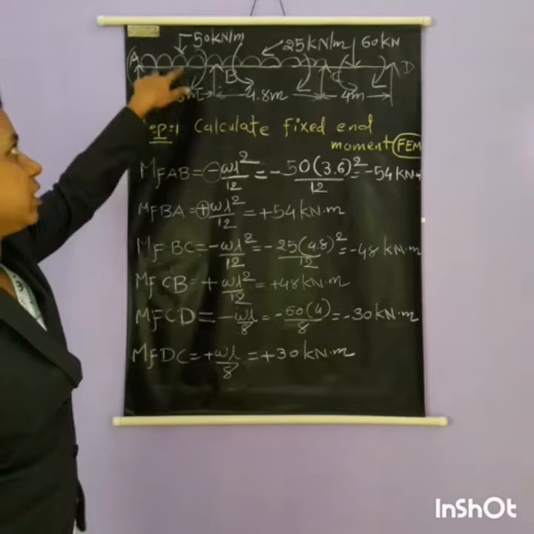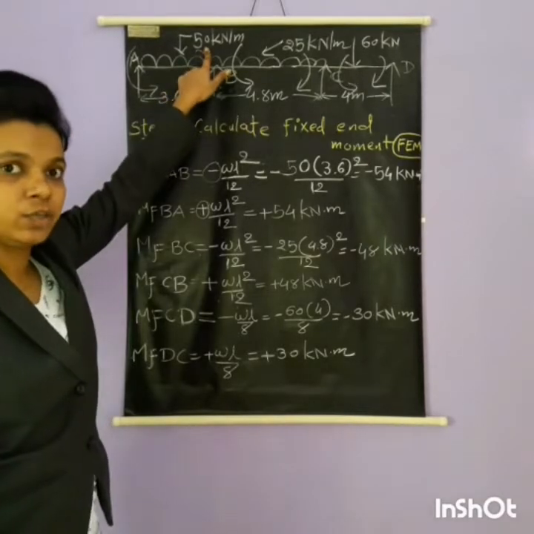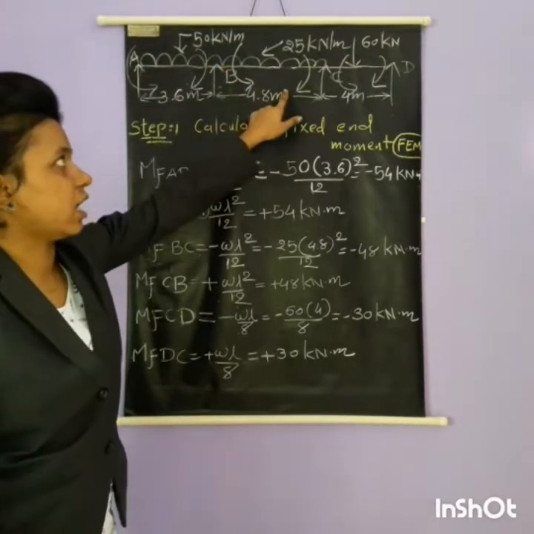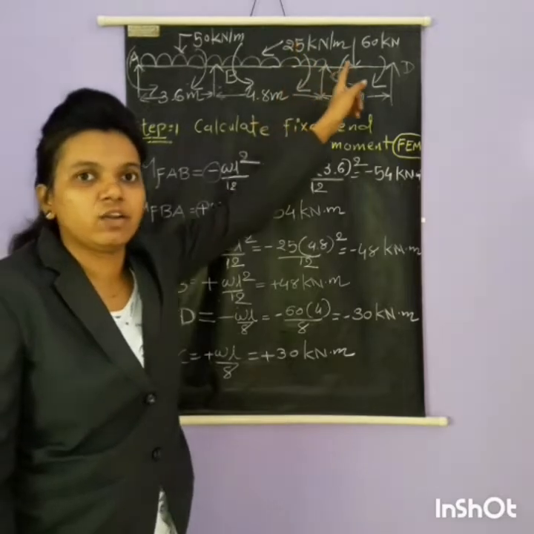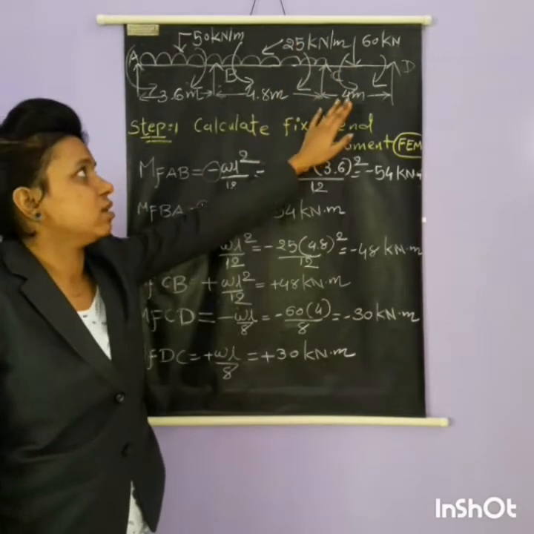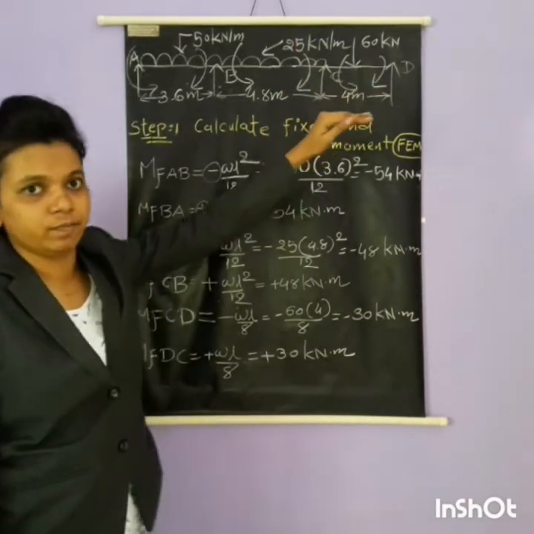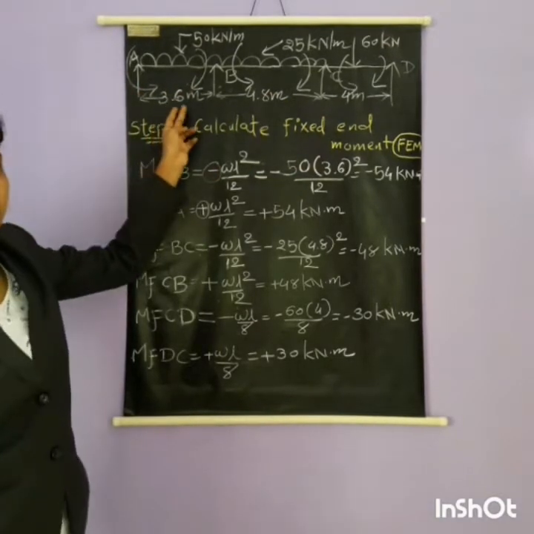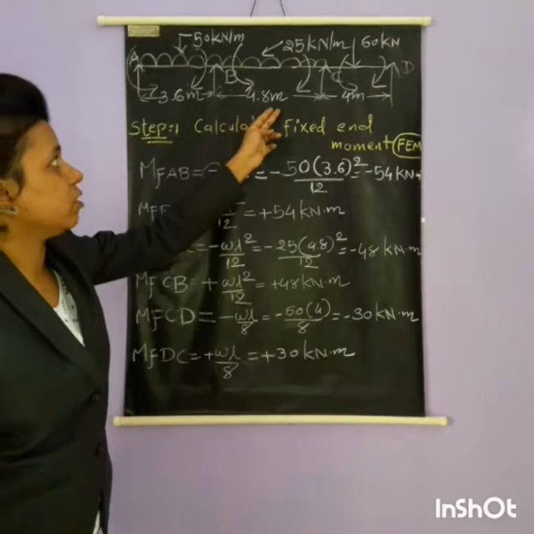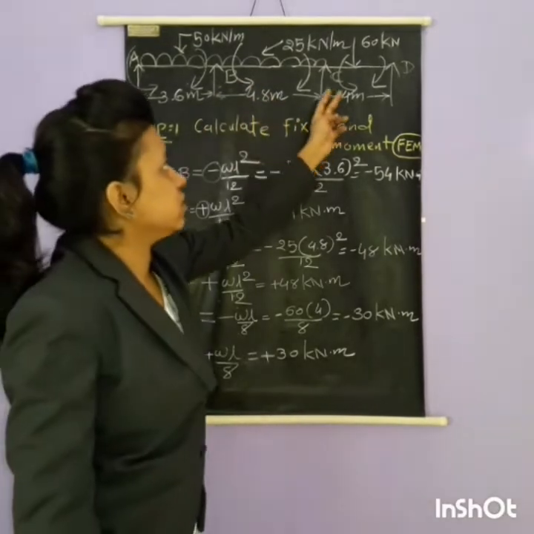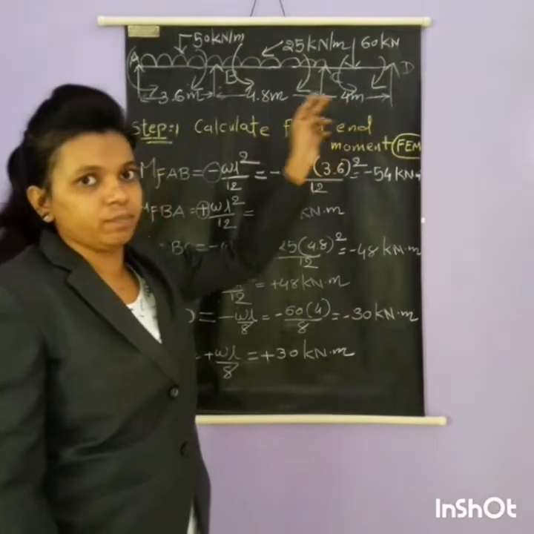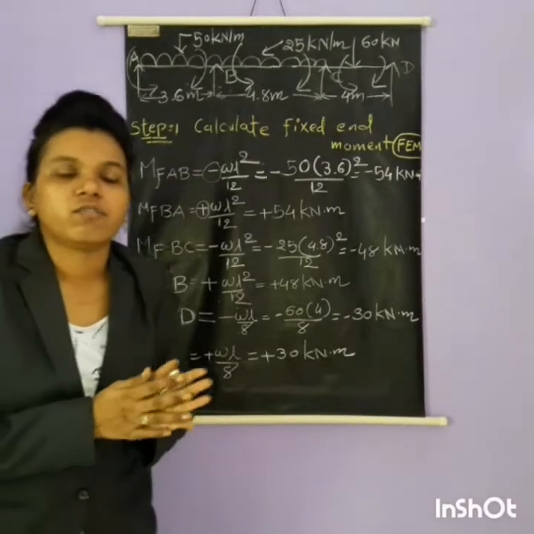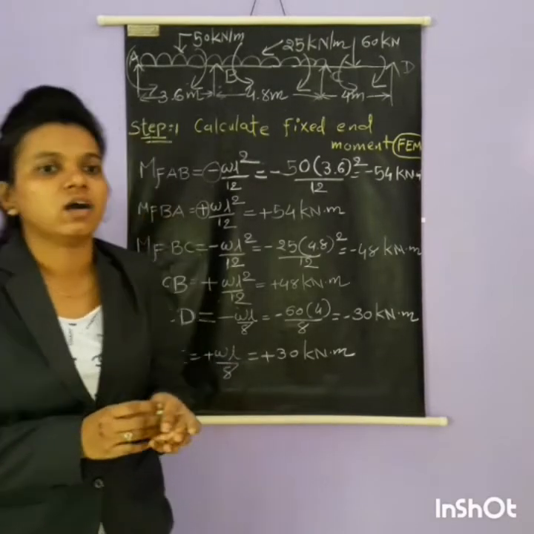The span AB carries 50 kN per meter UDL, BC carries UDL of 25 kN per meter, CD carries point load of 60 kN. The span AB length is 3.6 meter, BC is 4.8 meter and CD span is 4 meter. The numerical of moment distribution method.